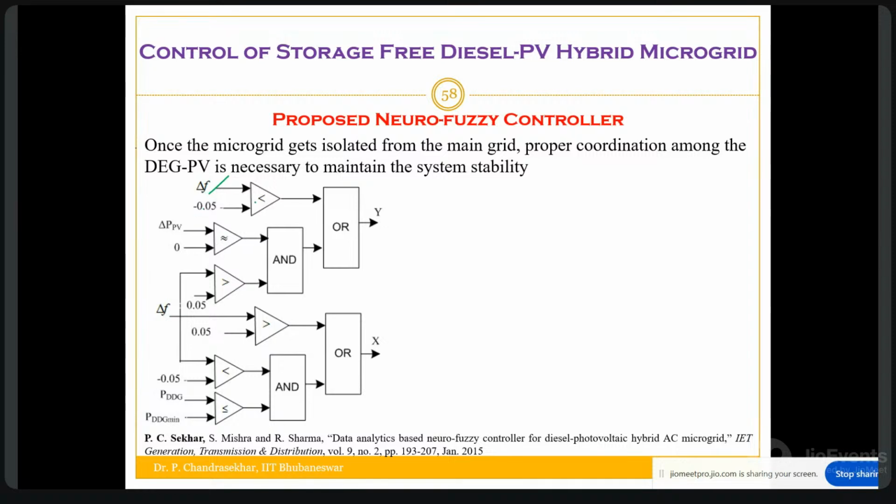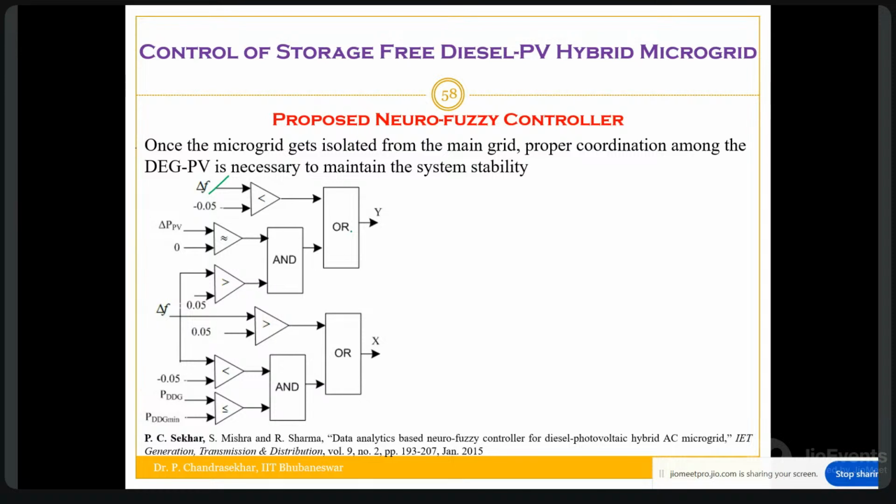So the frequency is much less than 0.05 means there is an excess generation. The moment when there is an excess generation in the microgrid, among the PV and the diesel generator, which generator should I control? I should control the PV output or I should control the diesel generator output for the excess generation. I have excess generation in the microgrid.